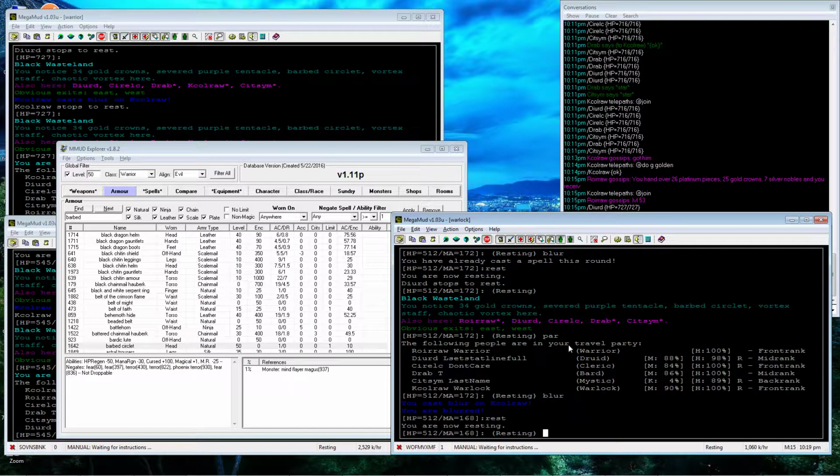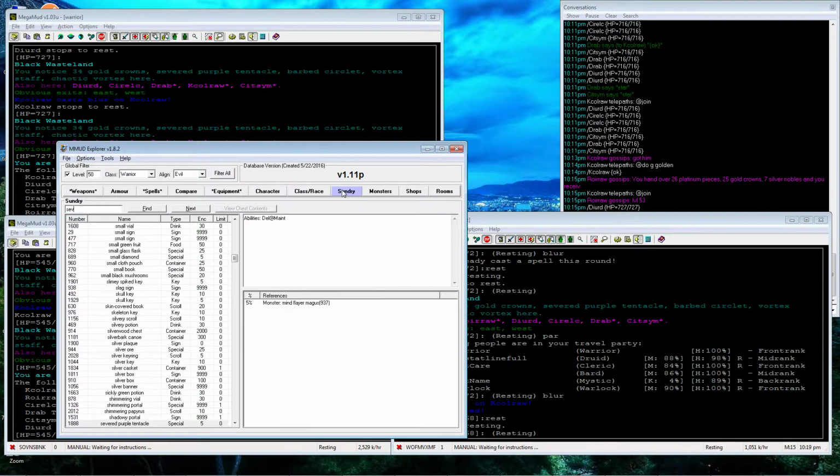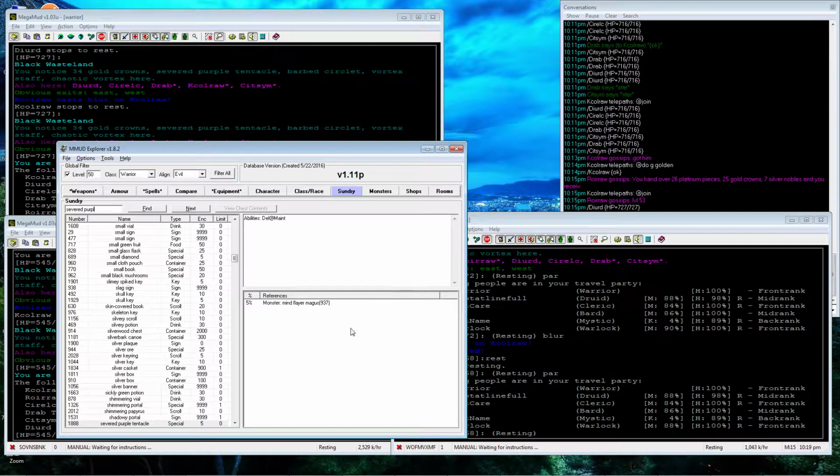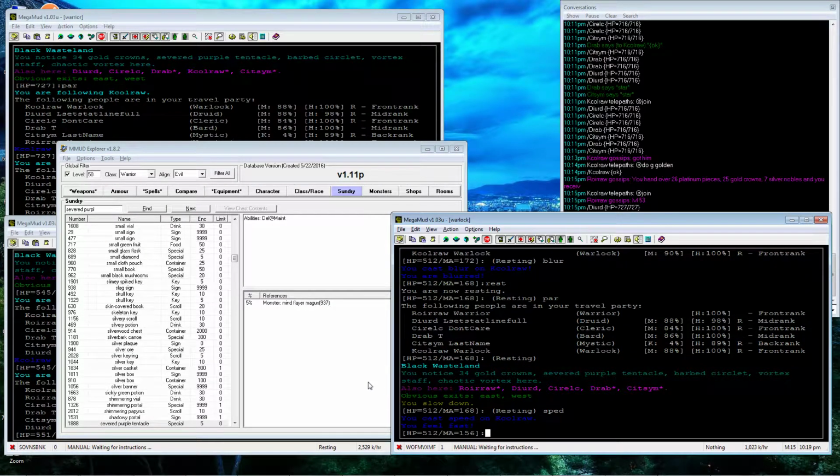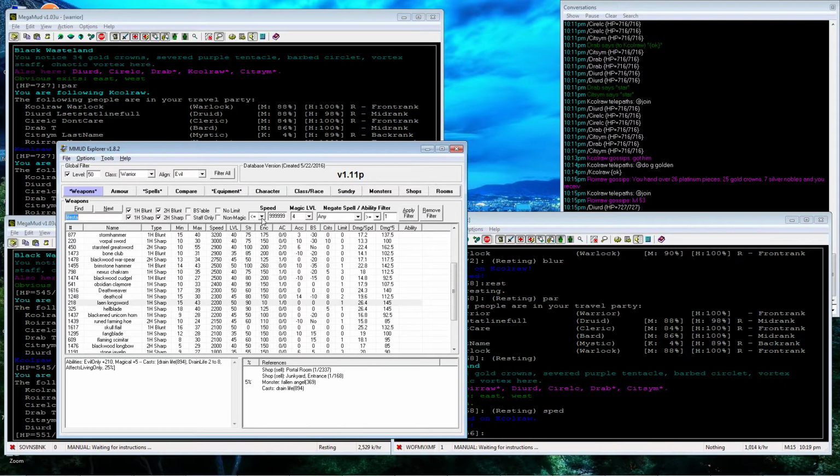And then Severed Purple Tentacle. How's that? Doesn't do anything, it looks like. It's weird. Wonder if it ever did anything. And then the Vortex Staff.